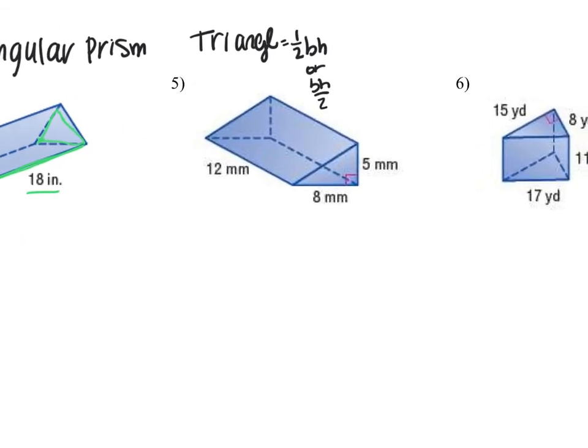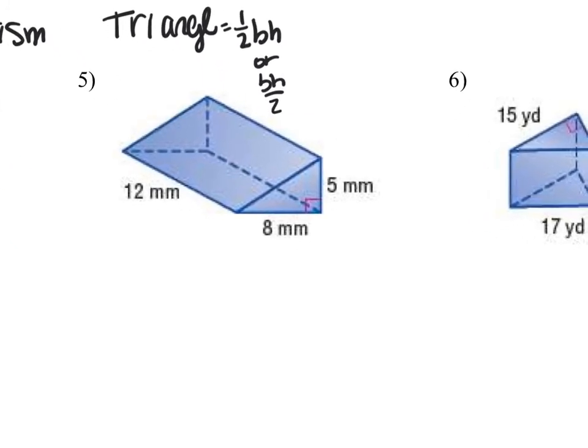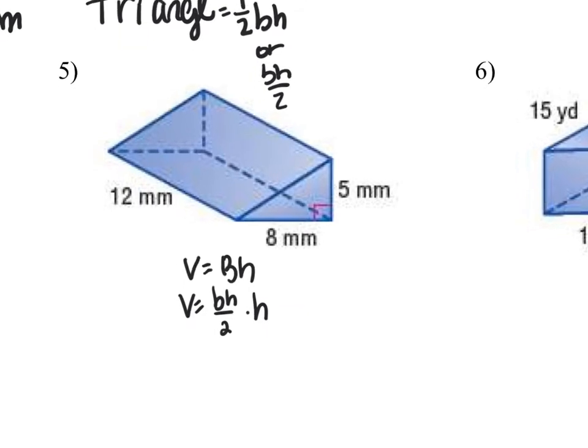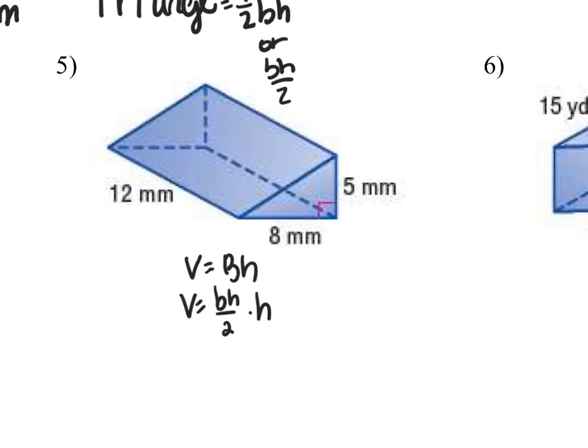Okay, so this has a different triangle on number 5. Note the different triangle. So here's my formula. Here's my subbed-in formula. Now I'm going to insert those numbers. Let's talk about these numbers. Where is the triangle? Let's define the triangle. The triangle's right here.